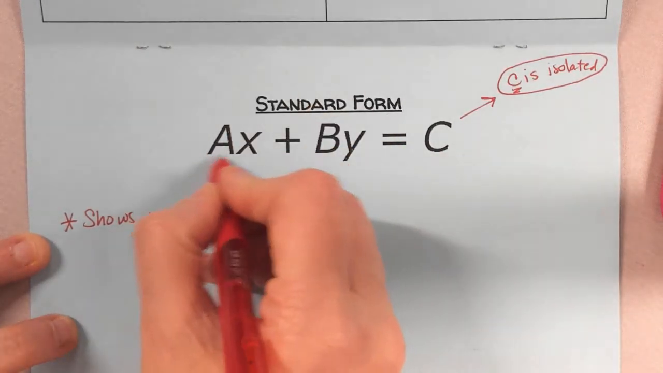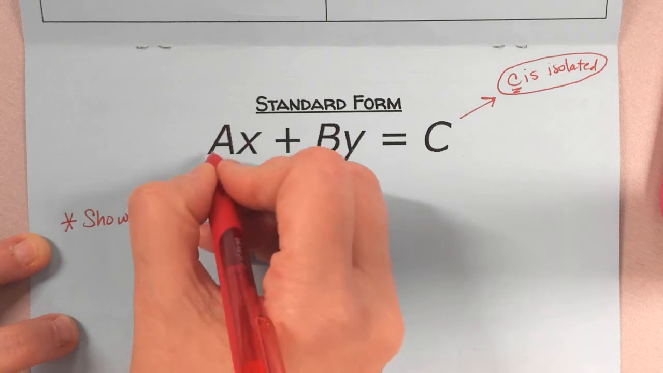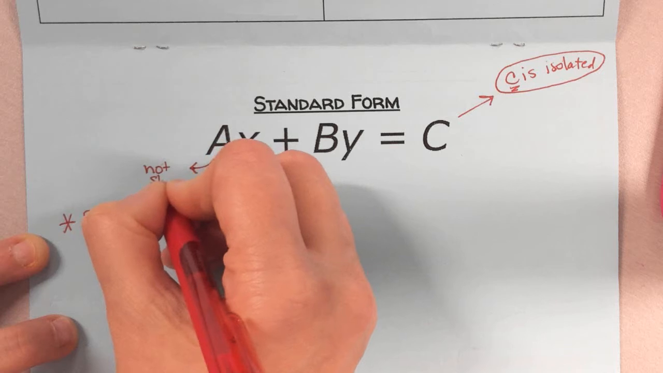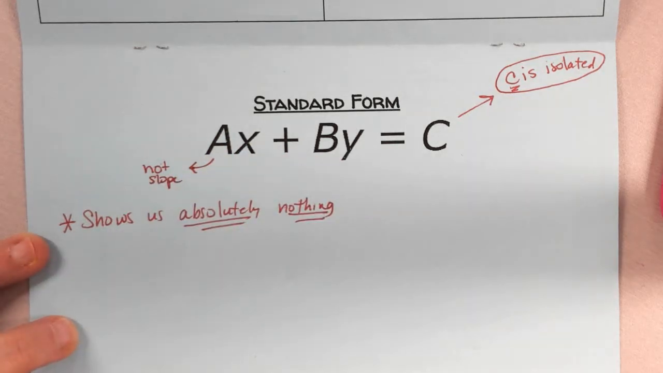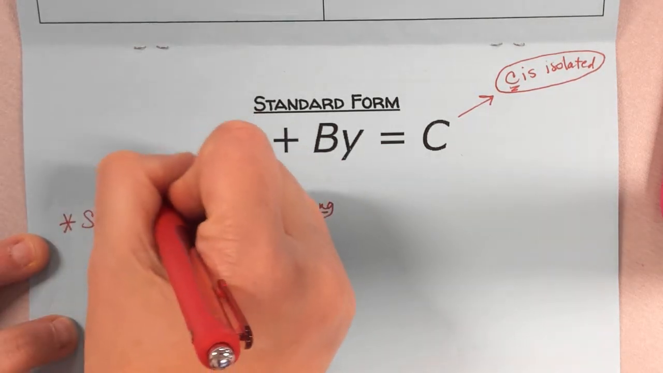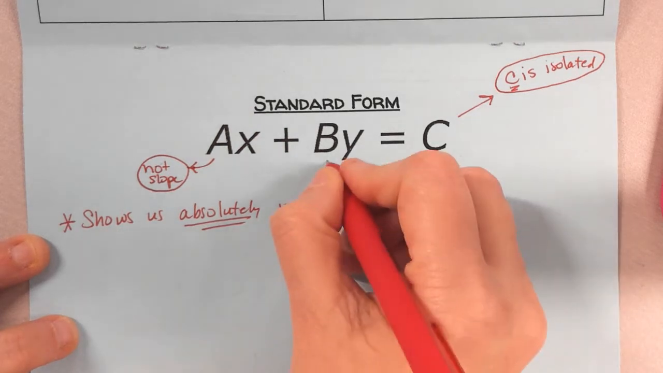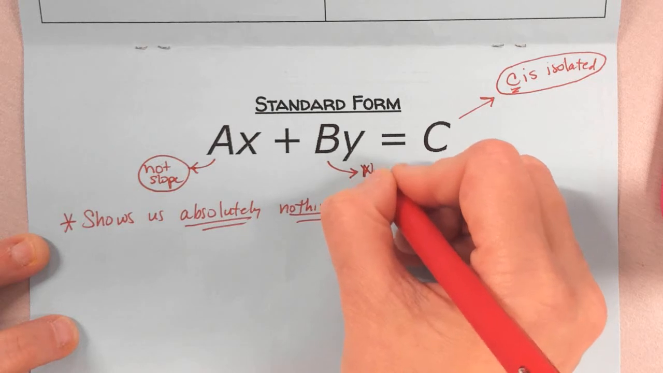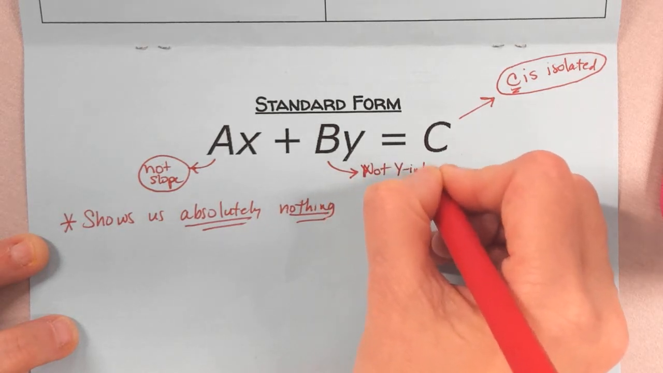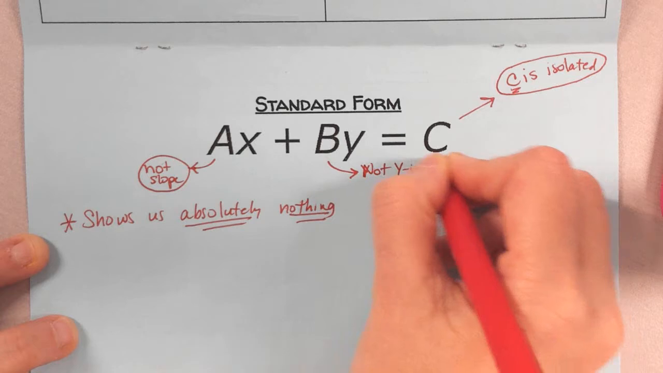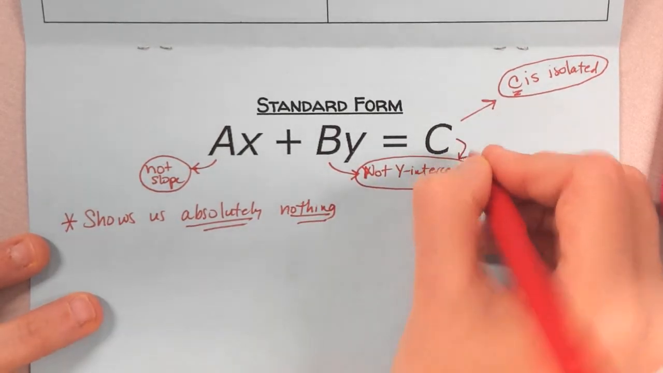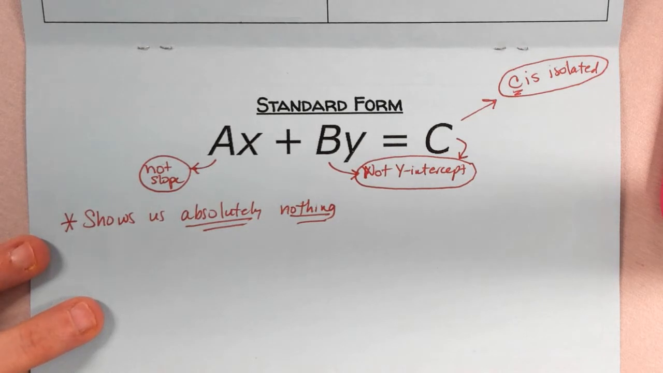See this number in front of the x? Everything we've done before tells us that's the slope. But guess what? It's not the slope. So A is not the slope. B, in slope-intercept form, is the y-intercept. But guess what? It's not the y-intercept. Well, maybe the number that's by itself is the y-intercept. Nope, that's not the y-intercept either. There's nothing useful in this form.